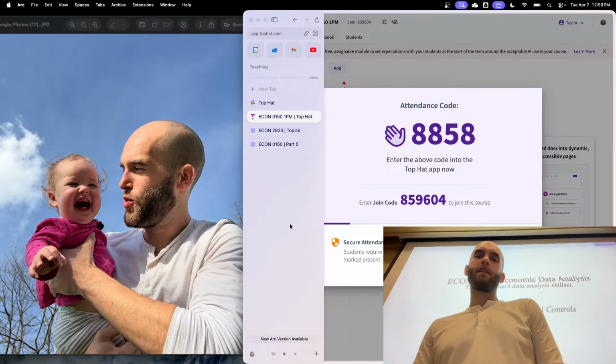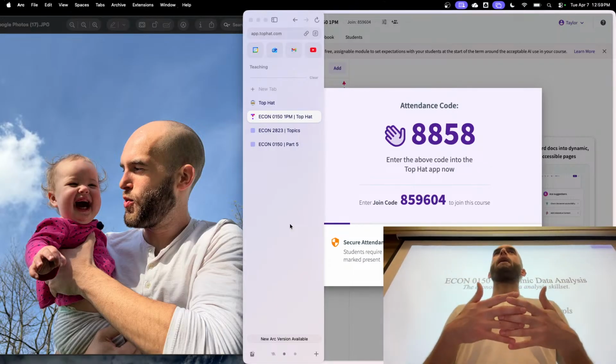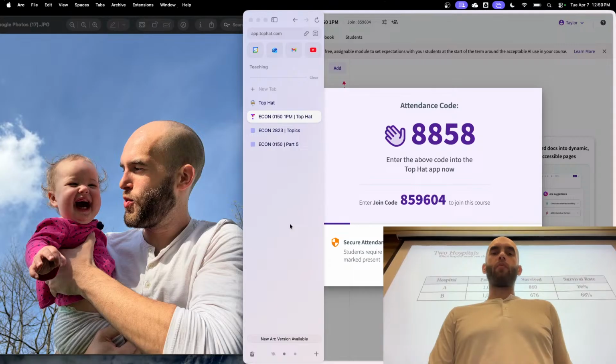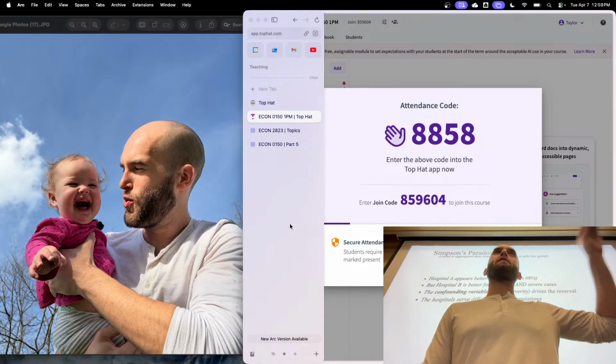So last class, we talked about categorical controls. Often we think about relationships between variables. That was our part 5. We talked about Simpson's paradox. Sometimes the top line result isn't what we expect, or it doesn't tell us the whole story. Sometimes we have to dig into the details.